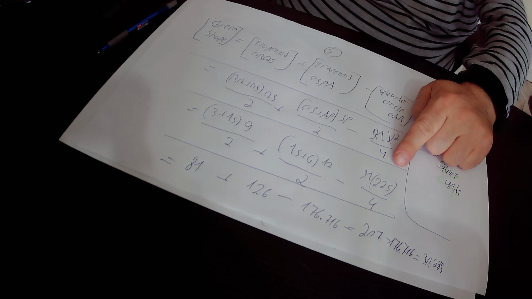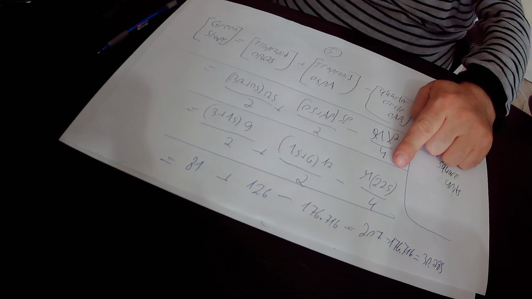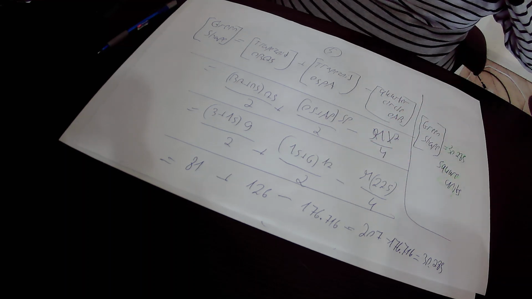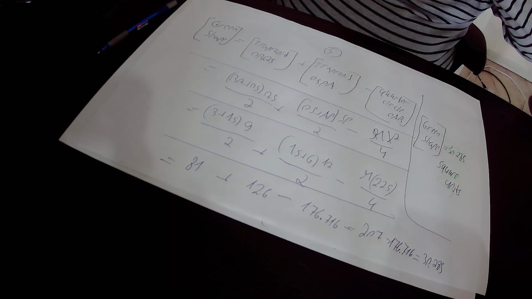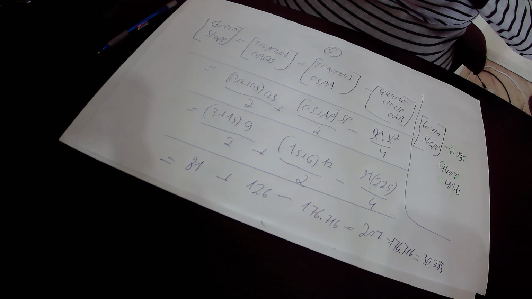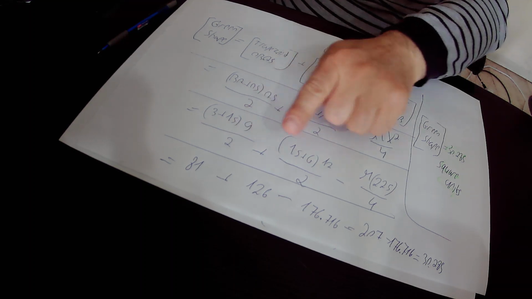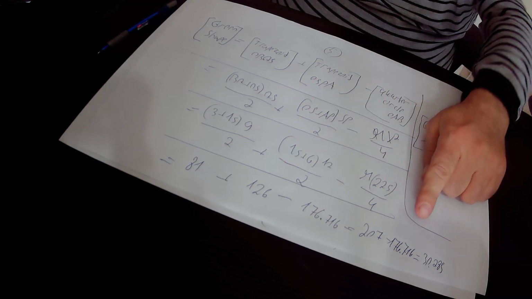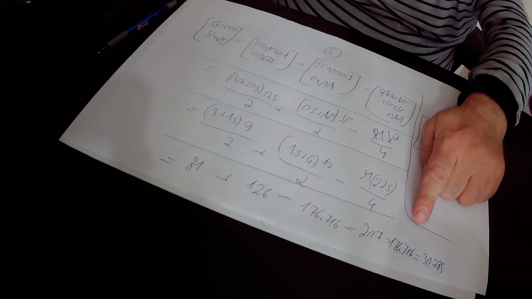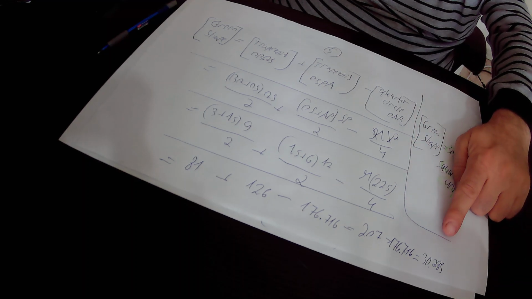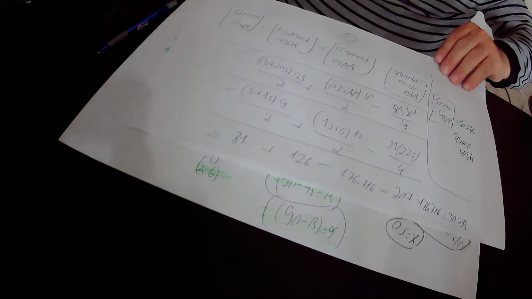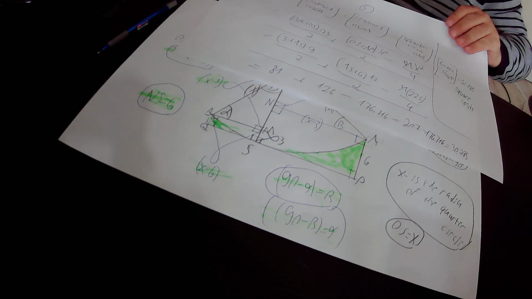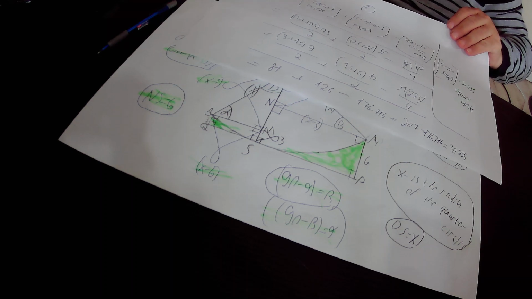And 225 pi over 4 is 176.716 square units. So in conclusion, we found out that the area of the green shape is equal to 81 plus 126, that is 207, and 207 minus 176.716 is equal to 30.285 square units. In conclusion, the area of this green shape is equal to 30.285 square units.